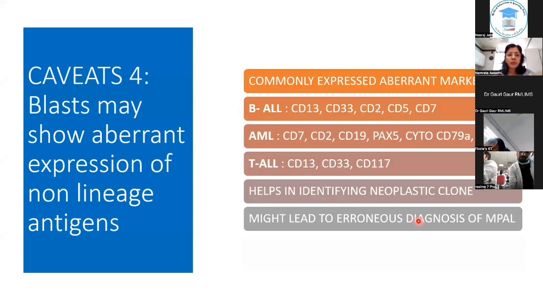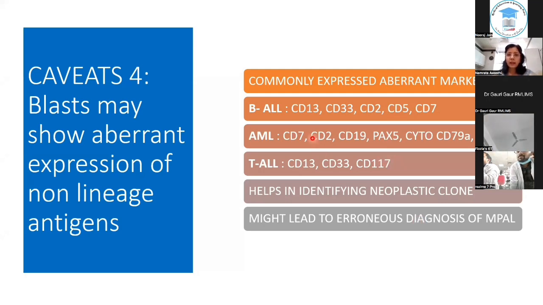Blasts may show aberrant expression of non-lineage antigens. So we need to know what are the commonly expressed aberrant markers. In B-ALLs, you can see expression of CD13, 33, 2, 5, and 7. In AMLs, we can see expression of CD7, CD2, even CD19, PAX5, cyto CD79A, CD56, and so on. In T-ALL, there can be expression of CD13, 33, and 117.